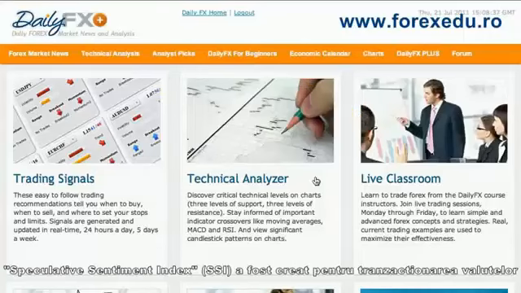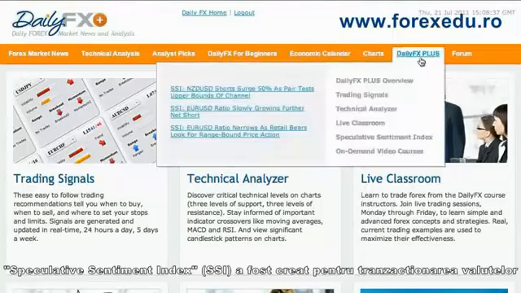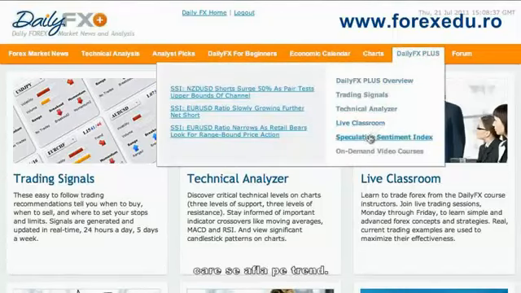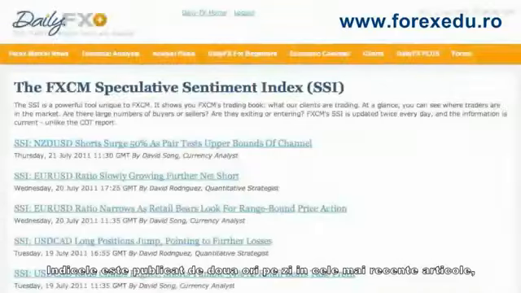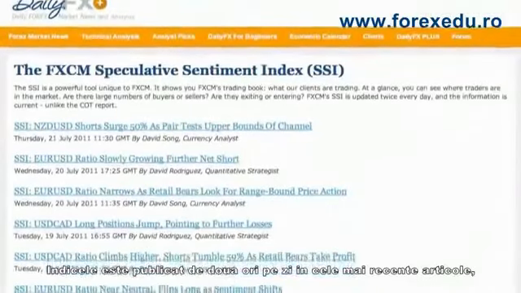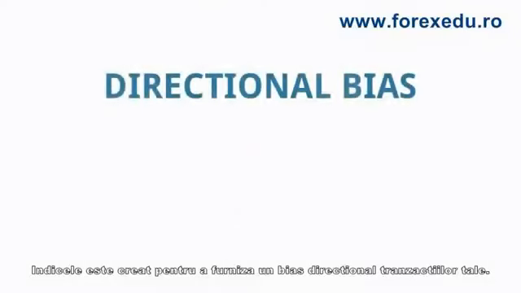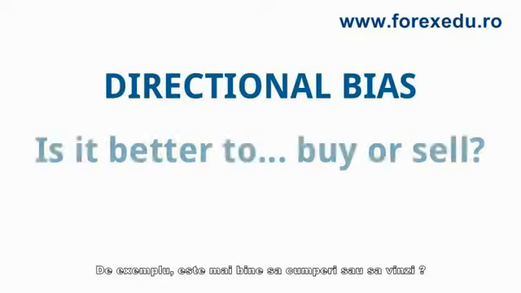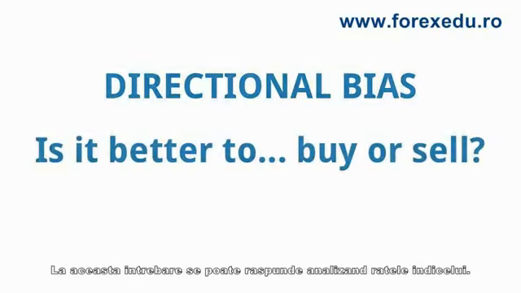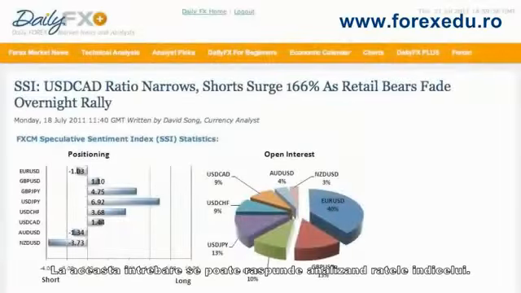The Speculative Sentiment Index is designed to help you trade trending currency pairs. The index is published twice a day, and the most recent articles appear at the top of the list. The index is designed to give a directional bias to your trading. For example, is it better to buy or sell? That question can be answered by analyzing the index ratios.